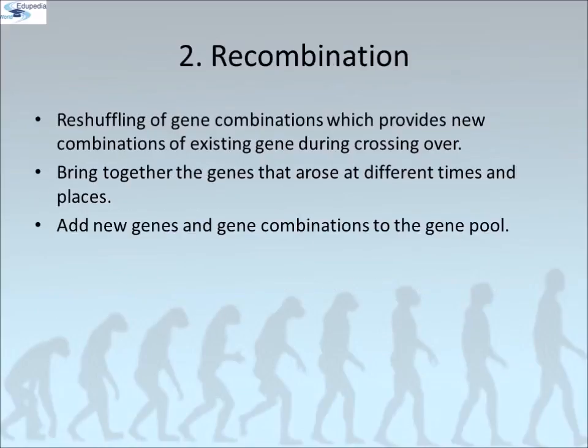Recombination. The reshuffling of gene combinations, which provides new combinations of existing genes during crossing over, is called recombination. Recombination may bring together genes that arose at different times and places. Since recombination adds new genes and new gene combinations to the gene pool, it is an agent of evolution. Variation can arise in a population due to recombination of genes.